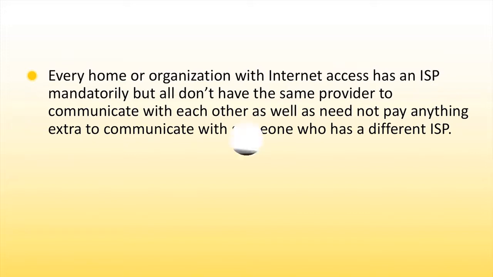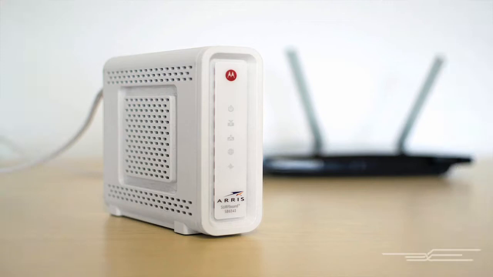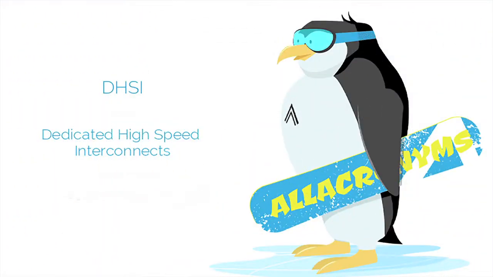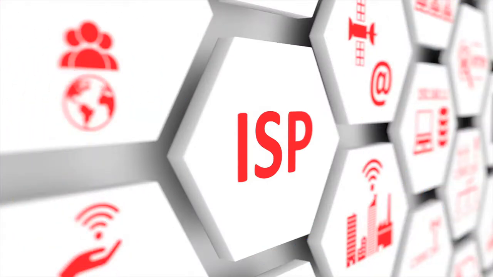different ISP. Data is transmitted using several technologies including dial-up, DSL, cable modem, wireless or dedicated high-speed interconnects. An ISP employs hundreds of technicians, maintains miles of cabling and network services for its enormous number of subscribers. Now let us see about the types of ISPs.